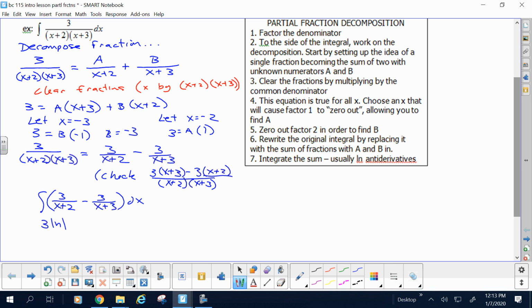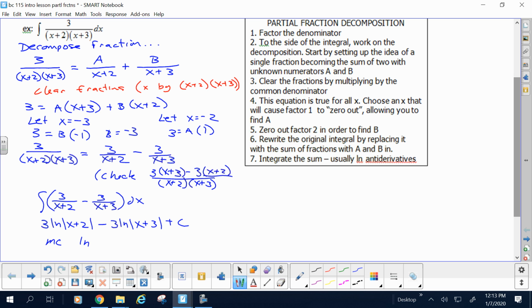3 natural log of the absolute value of x plus 2 minus 3 natural log of the absolute value of x plus 3 plus c. I don't know what the answers in the back of the book look like, whether they use log rules to clean them up. I personally don't care if you clean it up or not. But in terms of a multiple choice, what was another possible form?